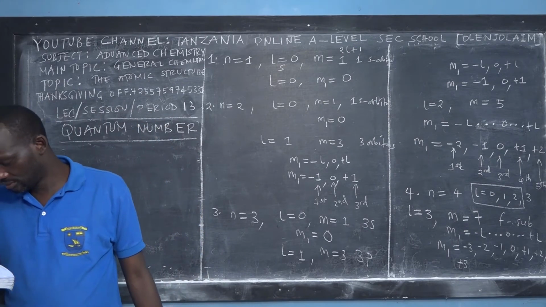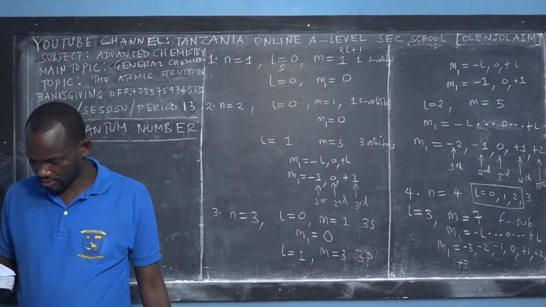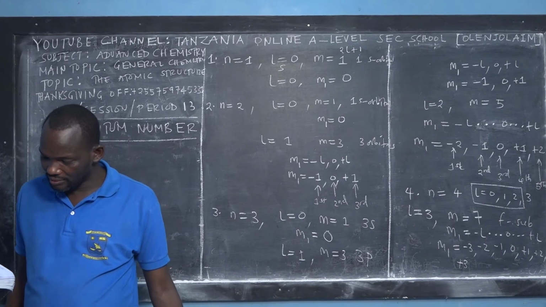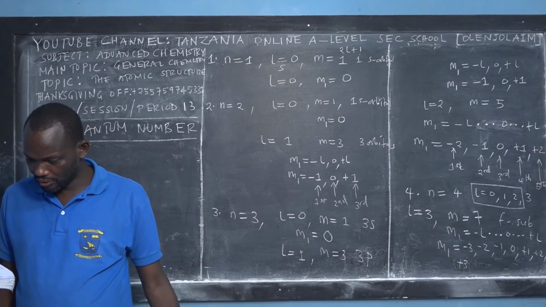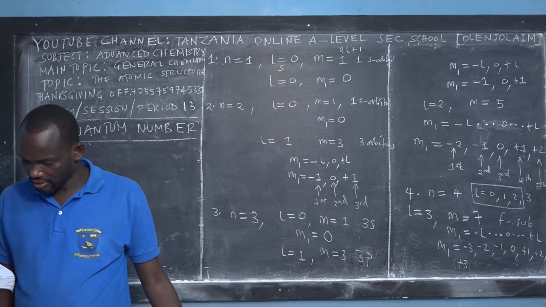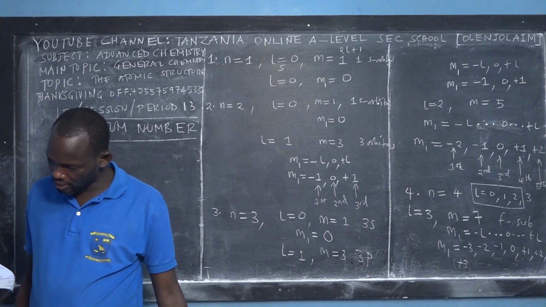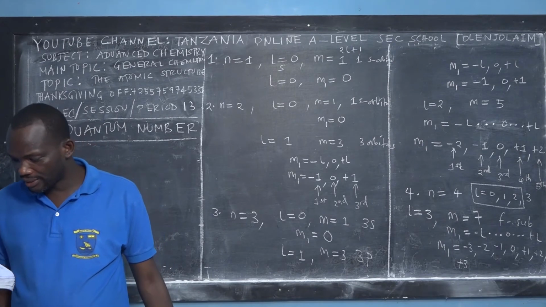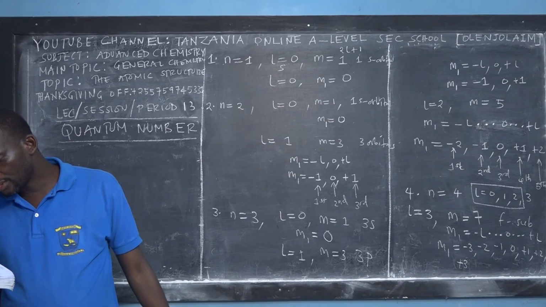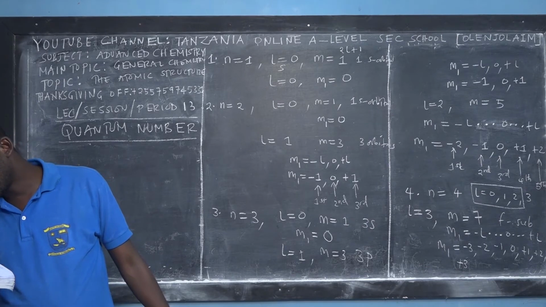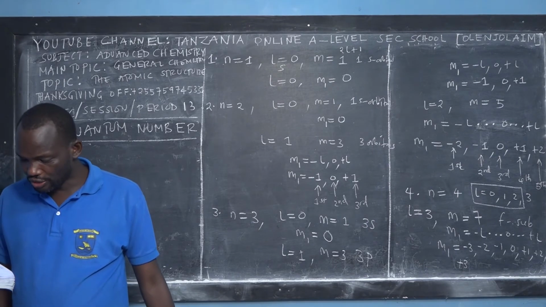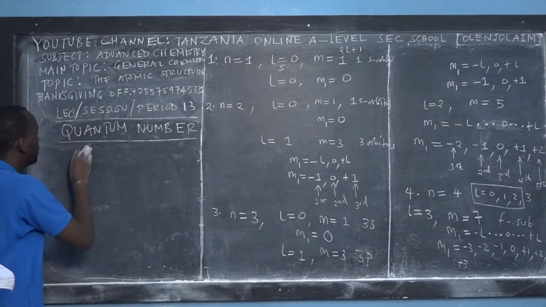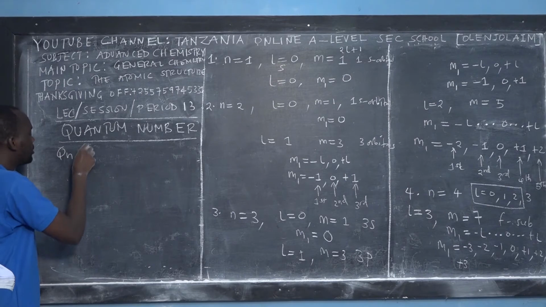So in terms of the total number of orbitals, since an orbital can take a maximum of 2 electrons, and electrons having the same value of n and l, with different values of ml, are degenerate, or have the same energy. So let's say we have a question sometimes.